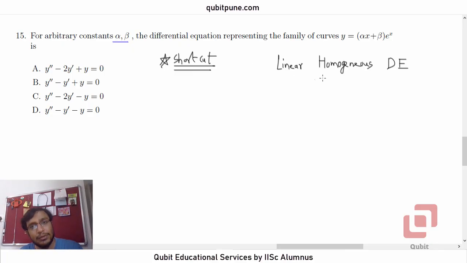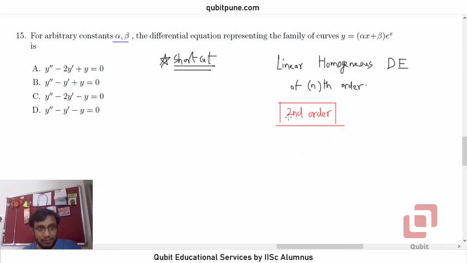Anyways, this works in general for any nth order, but let me specifically mention it for second order. The second order differential equation is what we now have, because our general solution has two arbitrary constants. So here is the trick, the shortcut. The shortcut says replace y double prime by m squared, replace y prime by m, and replace y by 1. So you will basically get a quadratic equation, right?